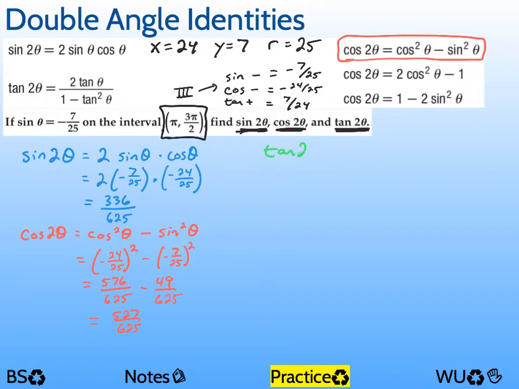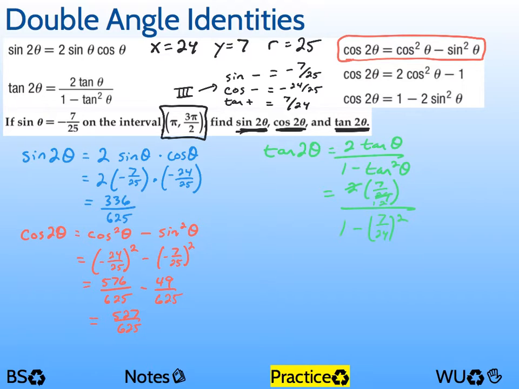Last but not least, let's handle the tangent of 2 theta. So tangent of 2 theta, the formula is 2 times tangent of theta divided by 1 minus tangent squared. So in our case, we have on top 2 times 7 over 24, over 1 minus 7 over 24 squared. So let's do a little simplifying here. The 2 would cancel out here and give you a 12, so you'd have 7 over 12.